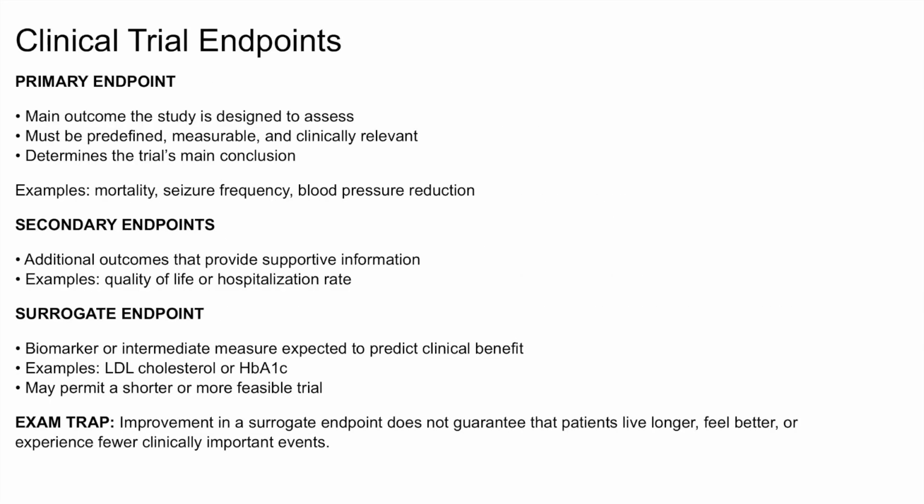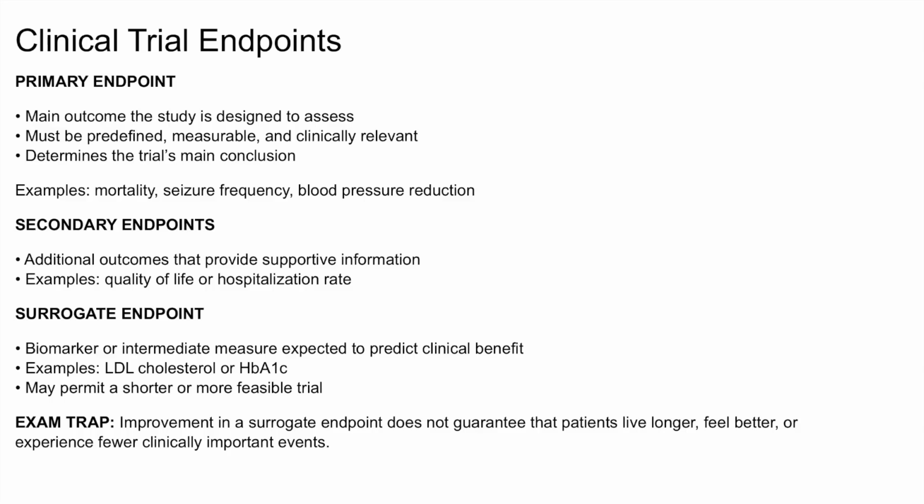An endpoint is the outcome used to judge what happened in a clinical trial. The primary endpoint is the main outcome the study was specifically designed to assess. It must be defined in advance, measurable, and clinically relevant because it drives the trial's main conclusion. Secondary endpoints provide additional supportive information such as quality of life or hospitalization rates.